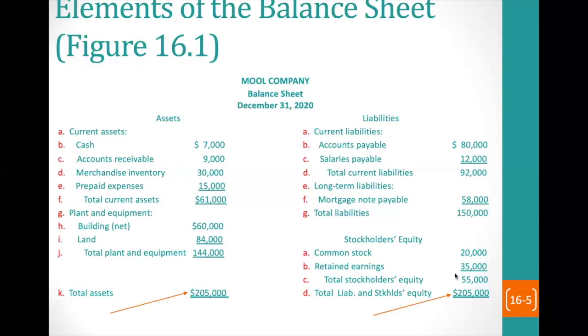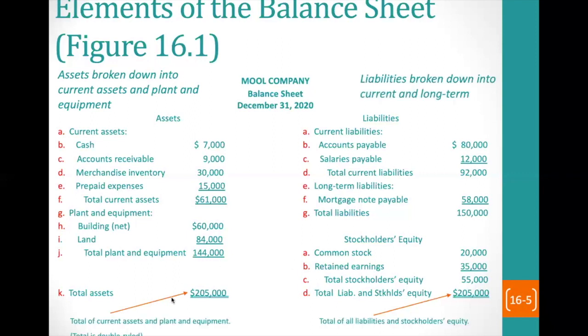Retained earnings are the amount of corporation earnings the company retains, the amount that they have of net income, less any dividends that have been paid out since the start of the company. This is not necessarily the cash balance. Notice cash is only $7,000 and retained earnings is $35,000. This is often higher because it's a cumulative amount over years. When you add these two numbers together, you get total stockholders' equity. Total liabilities plus total stockholders' equity equals $205,000.